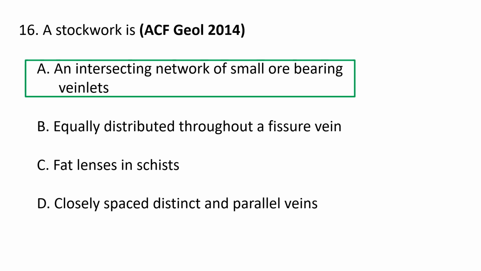In geology, a stockwork is a complex system which consists of structurally controlled or randomly oriented veins, and these stockworks are common in many ore deposits. These deposits are also found in greisens, and they are also referred to as stringer zones. So A, an intersecting network of small ore-bearing veinlets, is the correct option.